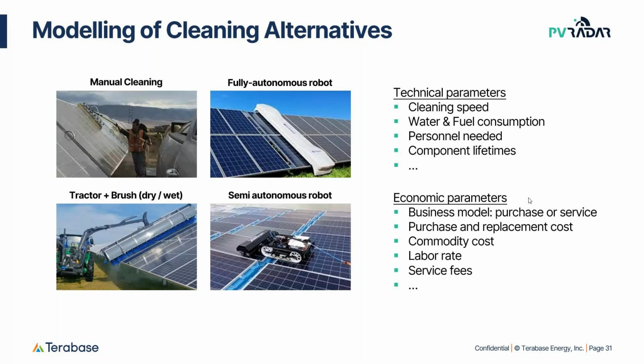And what is being modeled in the background is a technical system. Let's say you're thinking about using a tractor. That tractor has a speed and a consumption, and it needs personnel. It has components that might have to be replaced after some time. So all of that is considered. And it can be paired with a business model. For example, what if I use that machine as a service, so I just pay a per-cleaning fee? Or what if I buy it myself? Then, of course, there's purchase cost and replacement cost that you have to cover. So it's all possible to represent that accurately.